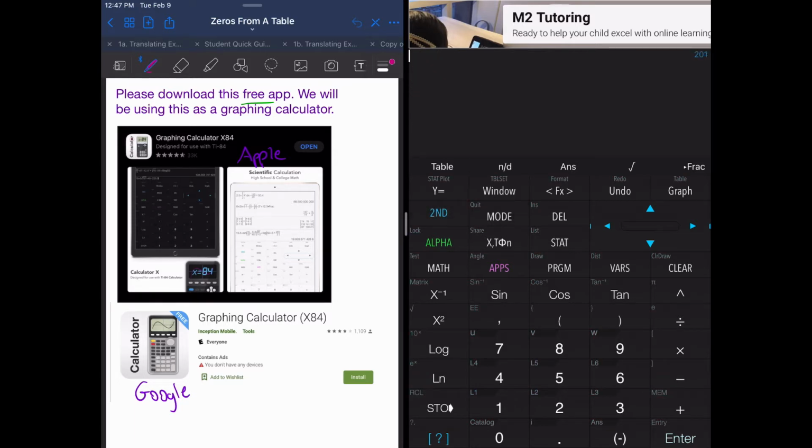So I am going to ask you to please download a free app that will replace the graphing calculator that I can't give you since we're remote. You can download this in the Apple Store. It'll look like this, and this is what it'll look like in the Google Play Store. It's totally free. This is the app I'm going to be using in the next few lessons. So pause the video, download that, and then we'll continue.